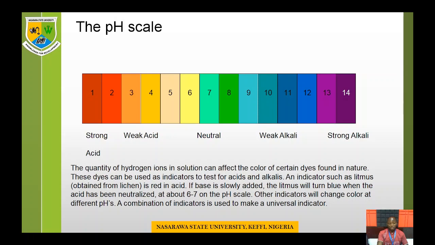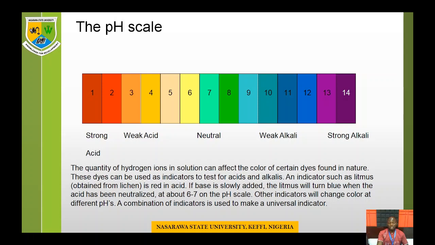The quantity of hydrogen ions in solution can affect the color of certain dyes found in nature. These dyes can be used as indicators to test for acids and alkali. An indicator such as litmus, which is obtained from lichen, is red in acid. If base is slowly added, the litmus will turn blue when the acid has been neutralized. At about 6 to 7 on the pH scale, other indicators will change color at different pH. A combination of indicators is used to make a universal indicator.